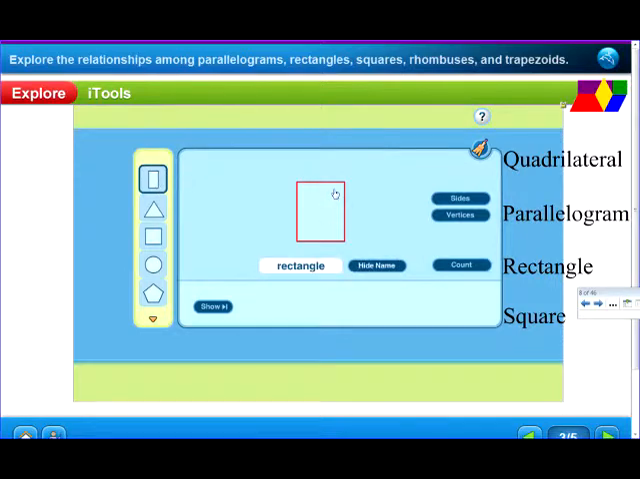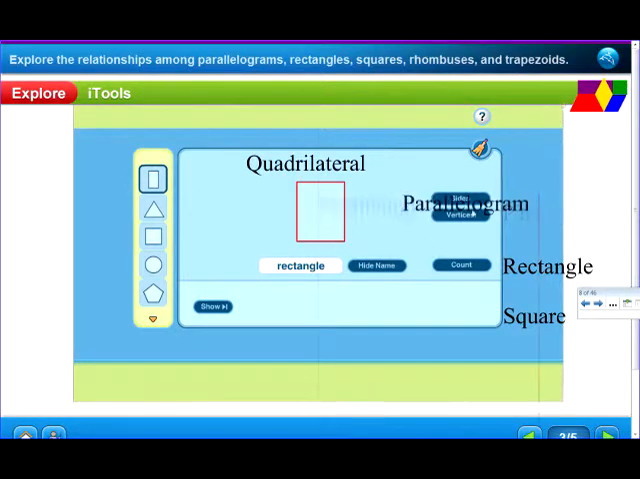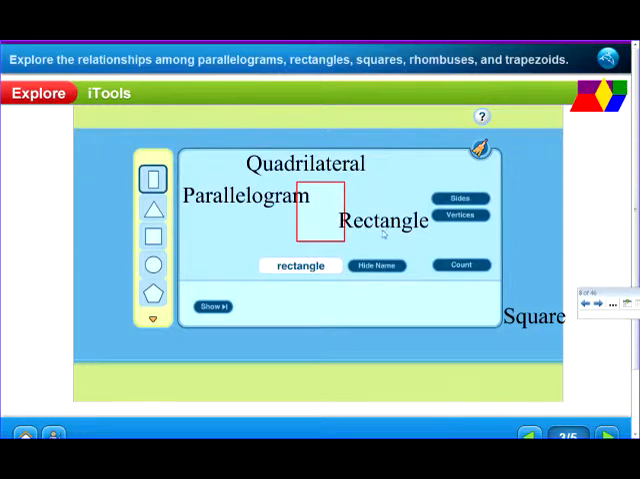Let's play around a little bit. Let's pull up a rectangle. Is a rectangle a quadrilateral? Yes. It's a polygon with 4 sides, right? It's closed and it's straight lines. Does this figure have 4 sides? Yes. So it is a quadrilateral, right? Is this figure a parallelogram? Yes. How do you know? Both pairs of opposite sides are parallel, so it is a parallelogram. Is this shape a square? No. Why not? Because not all sides are the same length. So a rectangle is a quadrilateral, a parallelogram, and a rectangle.